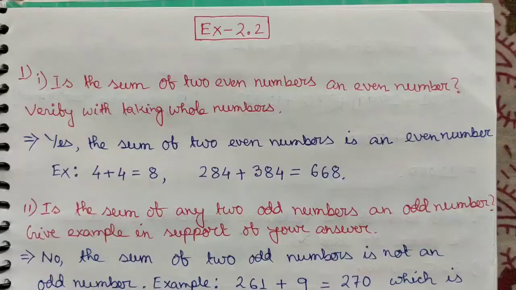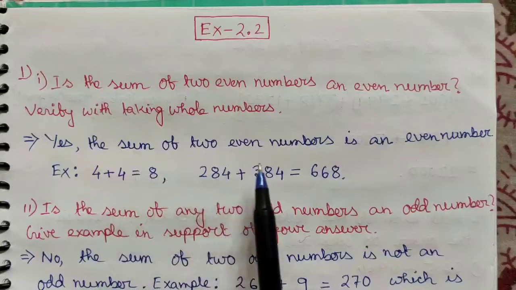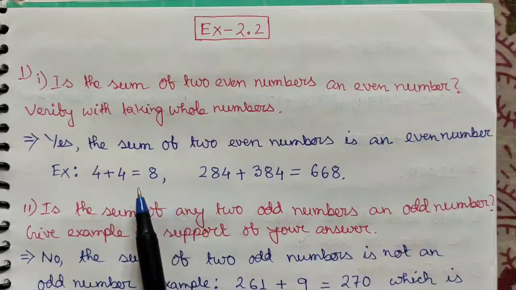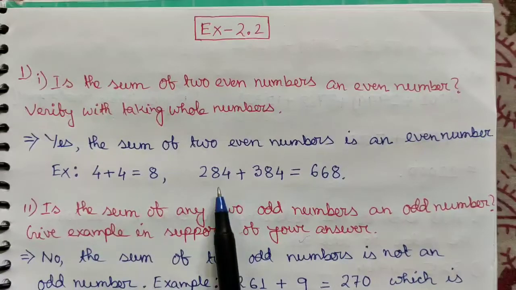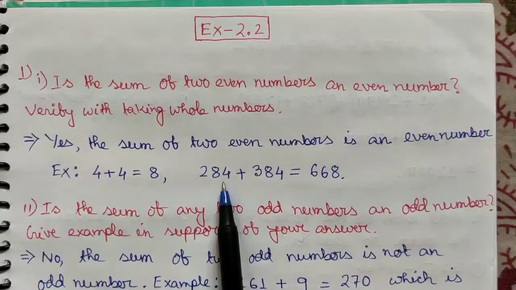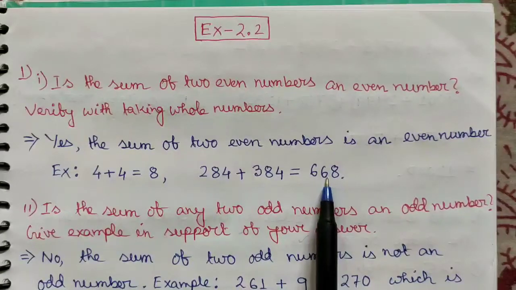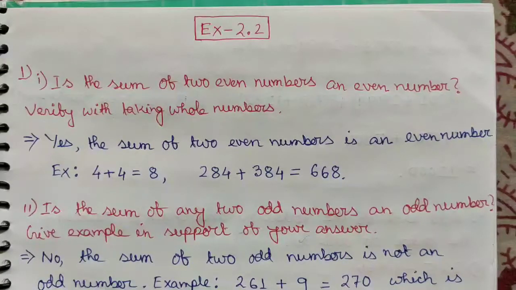Yes, now look, the smallest even number is 2, right? If we add 2 plus 2, the result is 4. 4 is also an even number. So we can write: yes, the sum of two even numbers is an even number. For example, 4 plus 4 is 8, which is an even number, right? Then 284 plus 384, the result is 668. This is also an even number, because in the units place there is 8. Okay.